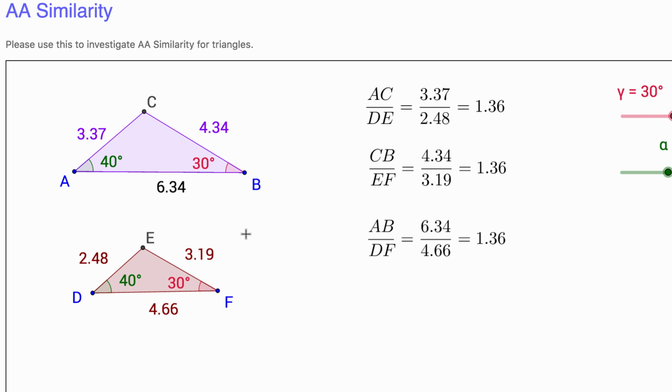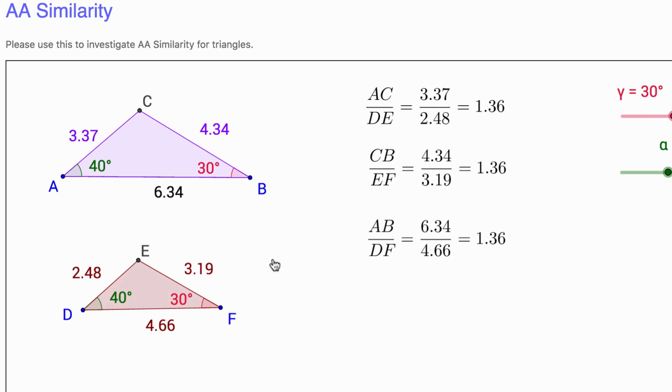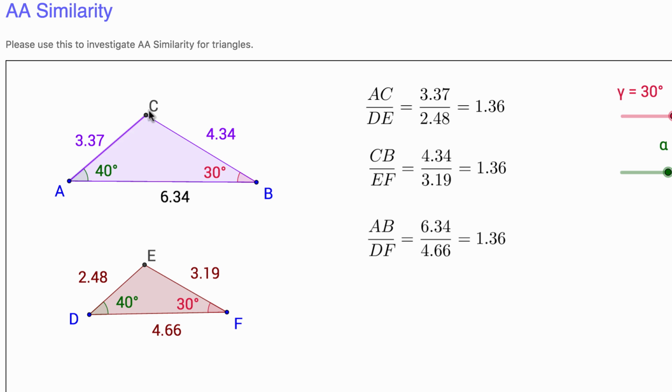And then you can see that if all three angles are congruent, you're going to have the same shape. If you look at this, the sides are proportional. This to this is 1.36. This to this is 1.36. This to this is 1.36. And I can change this.